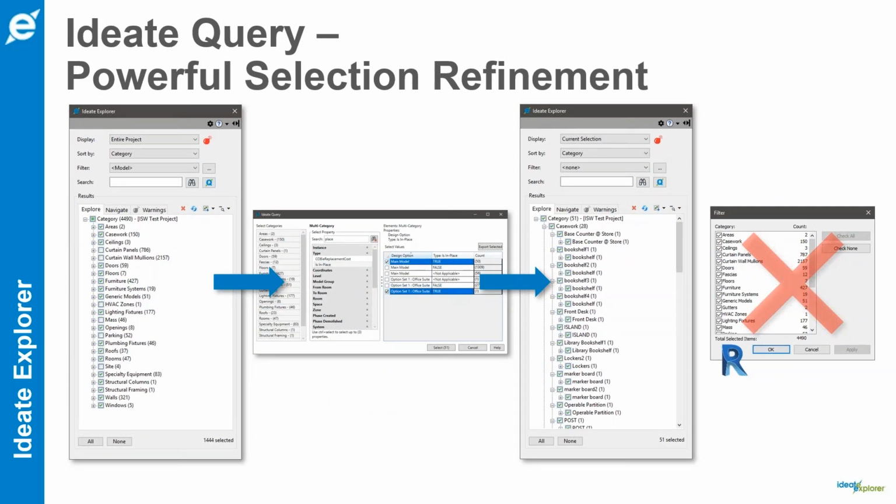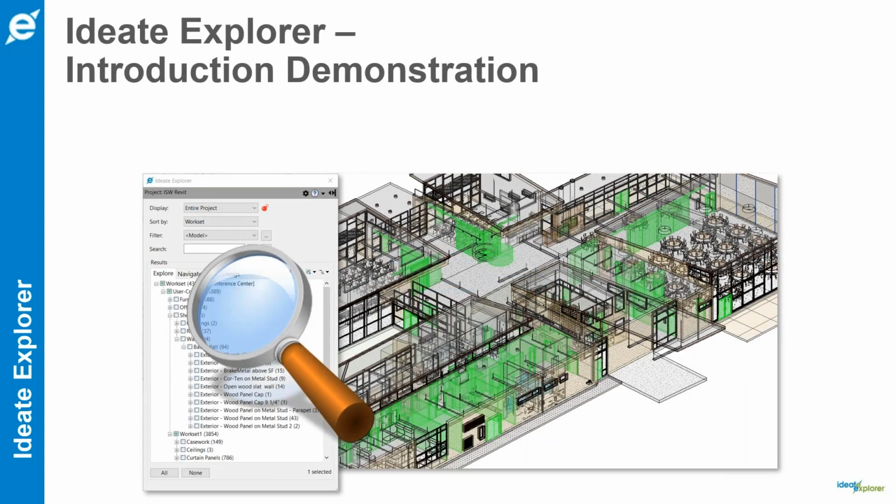It is powerful selection refinement. I want to start by giving you an overview of Ideate Explorer, how we can sort by different methods such as the category, the family, and type. We can sort by level or workset. But there are times where you need a more granular search. You need to be able to search on a particular property or parameter. That's what Ideate Query is all about. So I'll give you a quick high-level overview of Ideate Explorer.